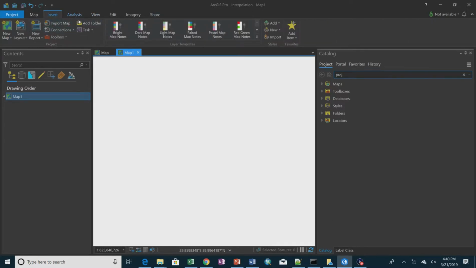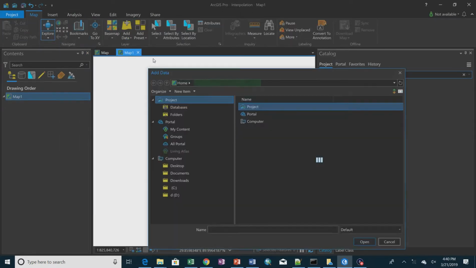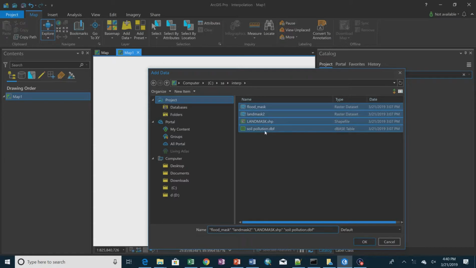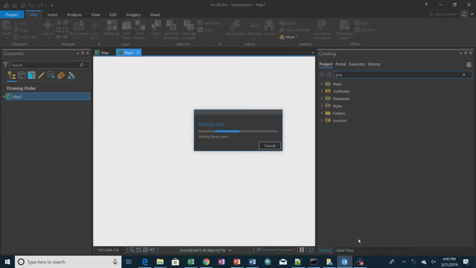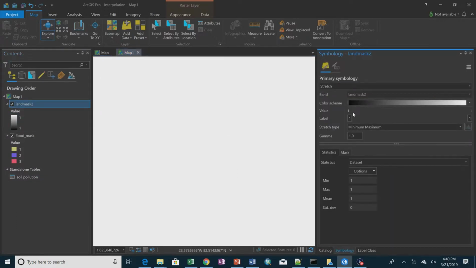Insert, map, add data. There's not too much data to add. Go up to Interp. That's the data you're going to use for this lab. And just add everything. You actually don't need the landmask.shape. So I used to make you make the landmask yourself, but I already made it. So I'm going to change this color scheme. Huh, looks like it's broken.